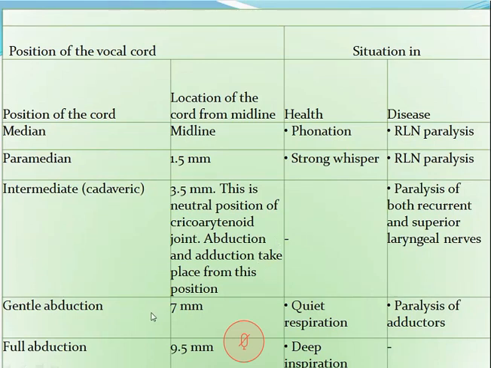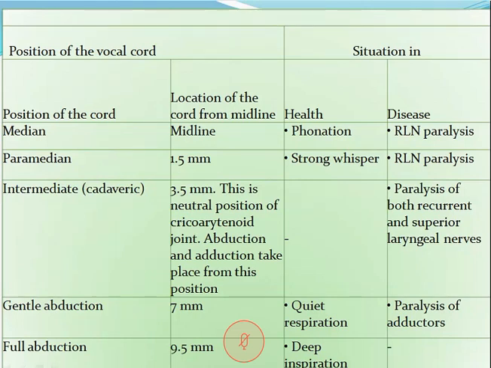Gentle abduction, which will be about 7 millimeters, occurs during quiet respiration. When you examine the larynx, quiet respiration normally we ask first. Normally it goes up to 7 millimeters in the adult patient. This occurs in the cases of paralysis of the adductors. There is one condition called bilateral paralysis. Sometimes if the adductor muscles are paralyzed, the vocal cords go away from each other.